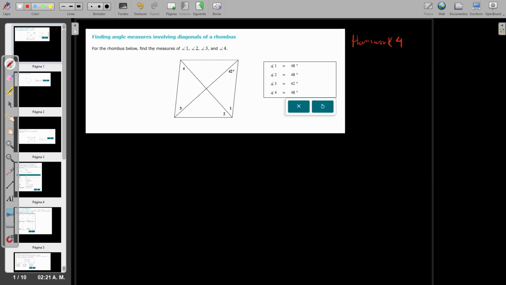For the rhombus below, we're going to be finding the angle measures involving diagonals of a rhombus. For the rhombus below, find the measurements 1, 2, 3, and 4. And this is going to be really easy. Easy peasy lemon squeezy.